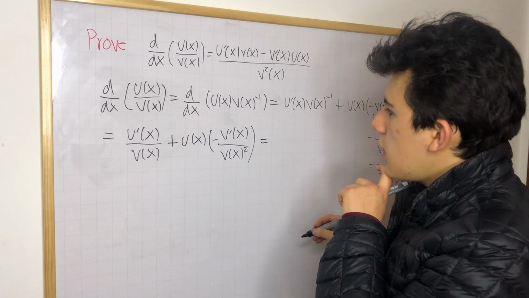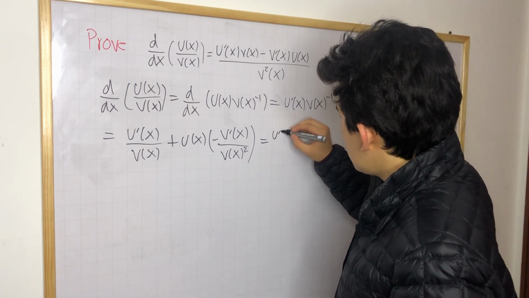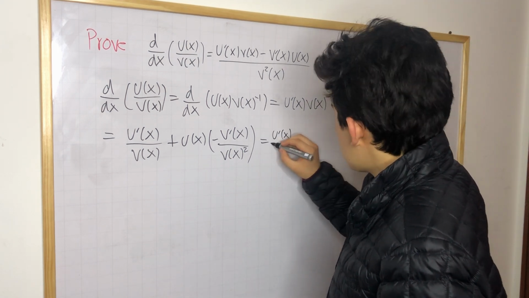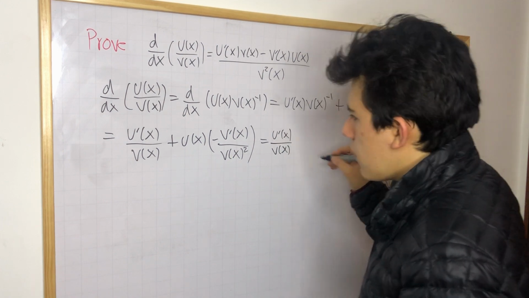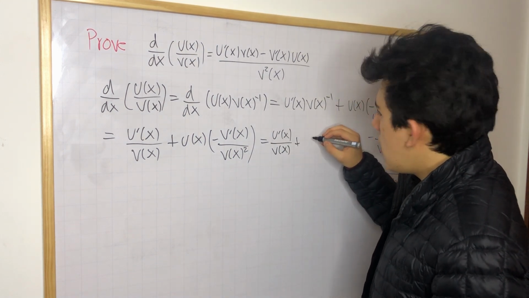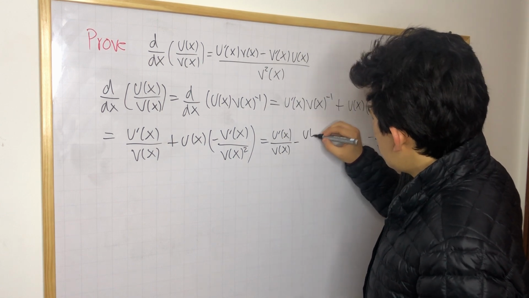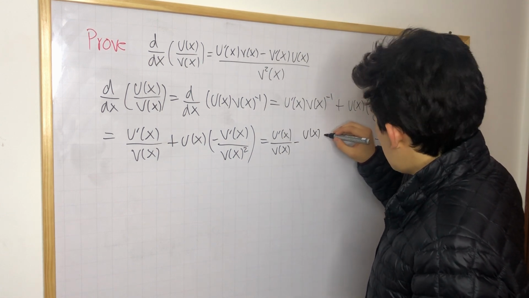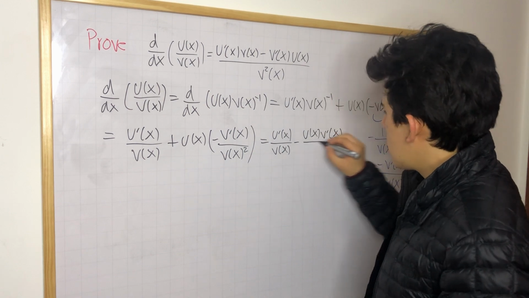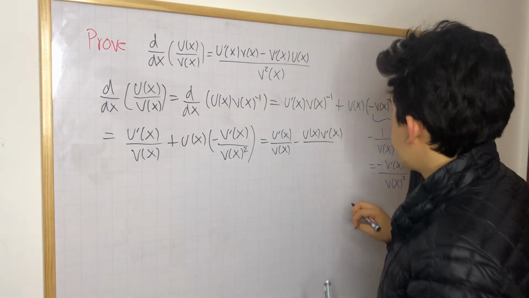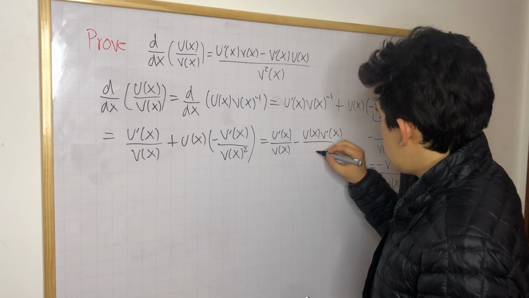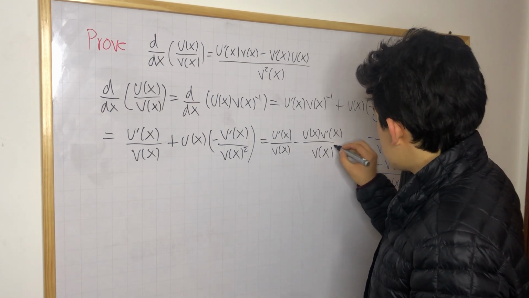So we know for this, we can simply do, this is going to be u, let me simplify this first. u prime x over v of x, minus u of x times v prime of x. Okay, we're multiplying these two terms. And all of this is going to be divided by v of x squared.